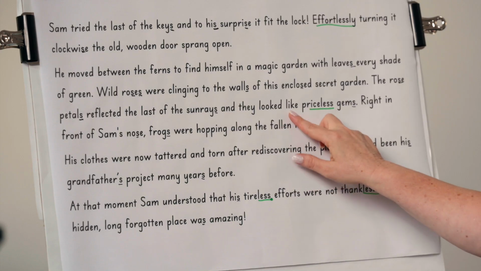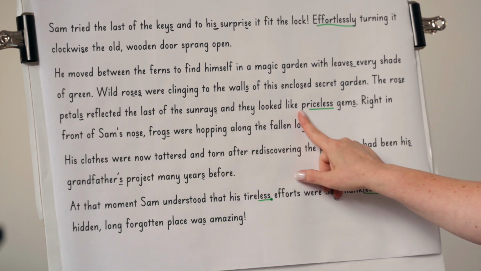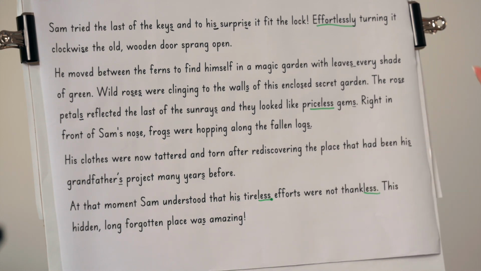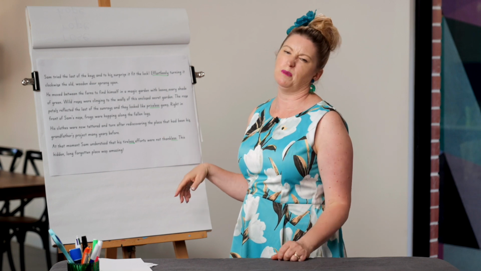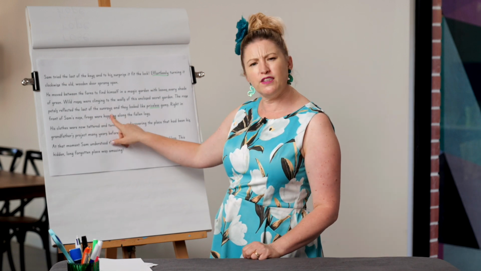Here it is, like. So the petals looked like priceless gems because the sun was coming in and making them sparkle like priceless gems. So they didn't look just like boring rose petals. They looked like beautiful gems. You can picture that in your head as the sunlight comes in. It's the last of the sun rays.